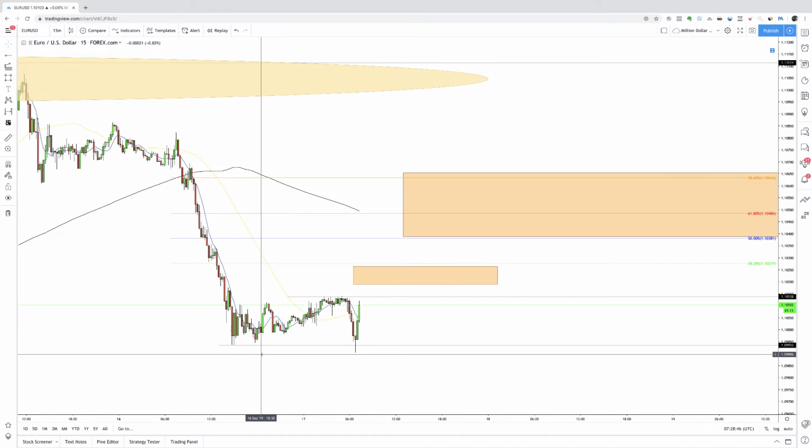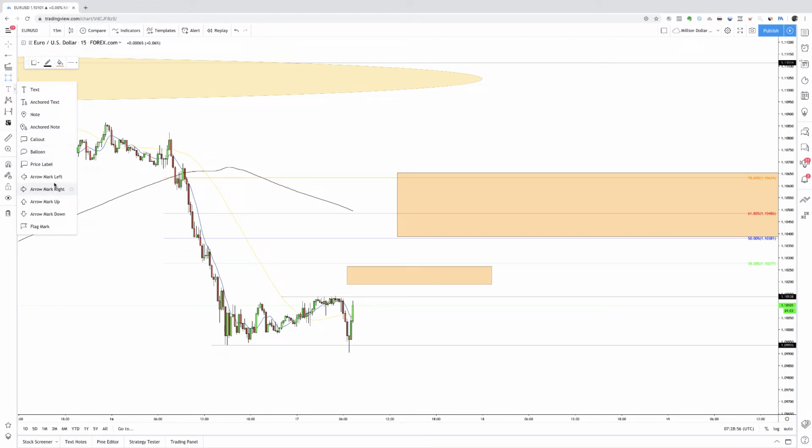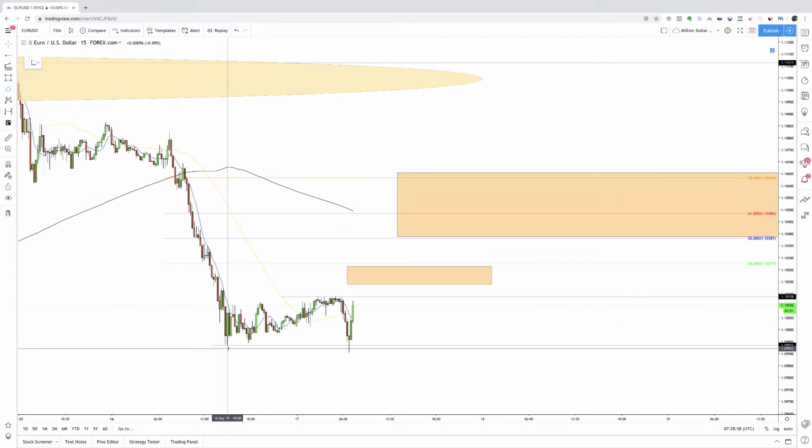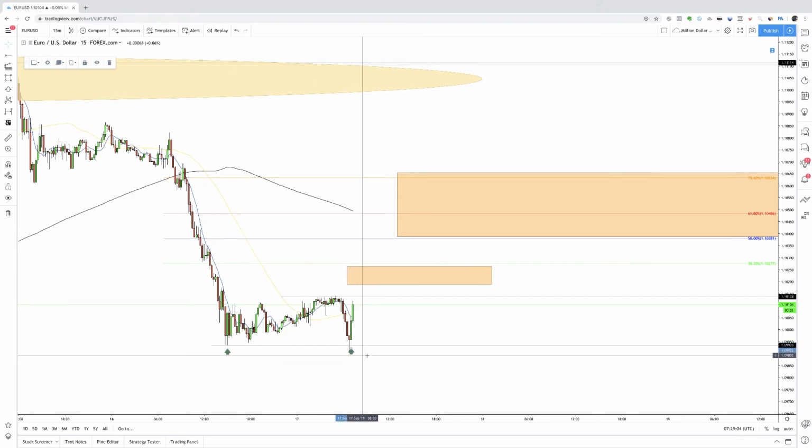I can notice, hey, we got a double bottom here on the 15-minute time frame. How do I know it's a double bottom? It's telling you it's a double bottom. Let me get some arrow tools. We're going to get an arrow here. That's one part of the double bottom. Let's clone. So we got a double bottom.